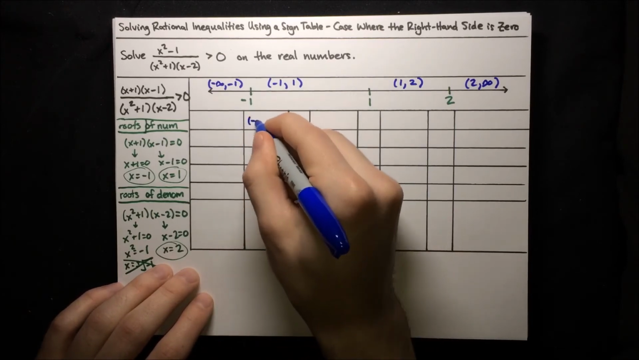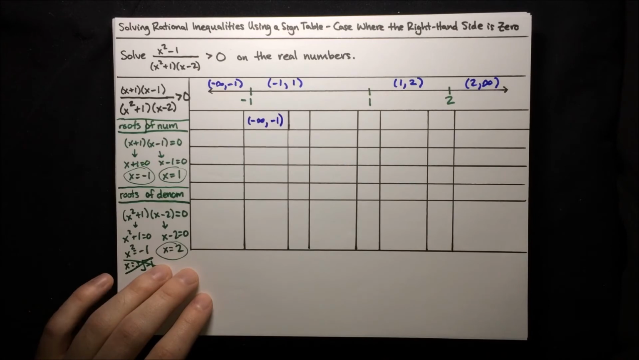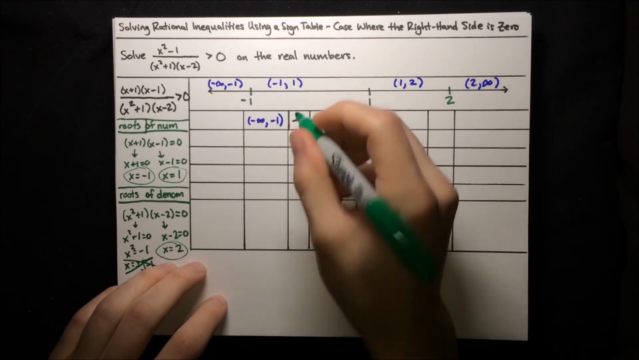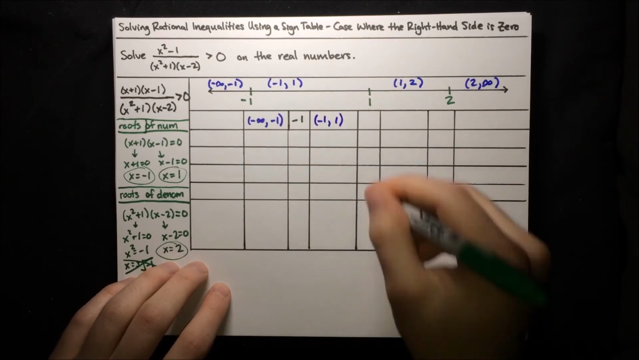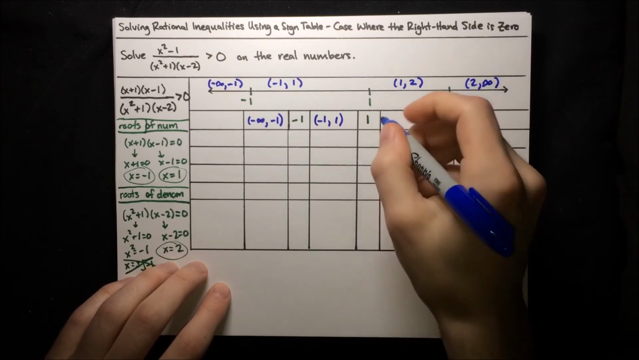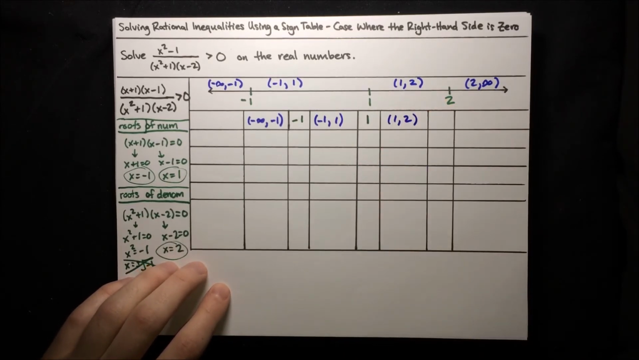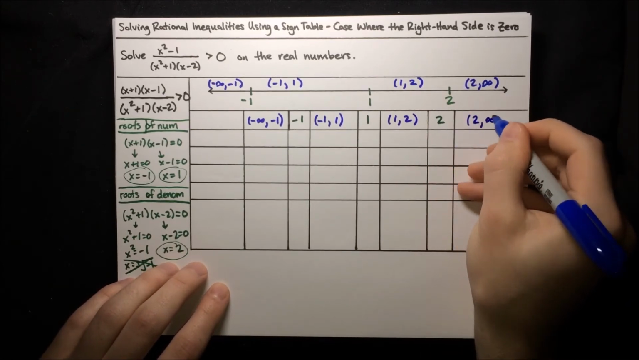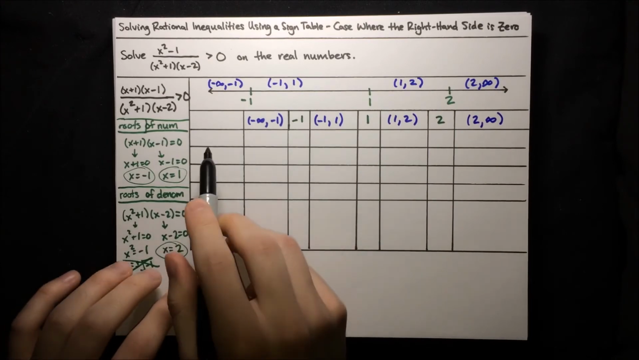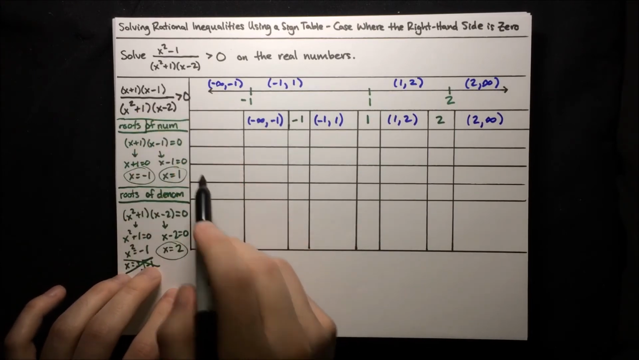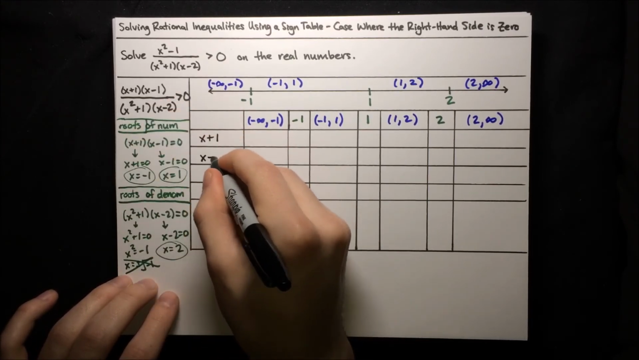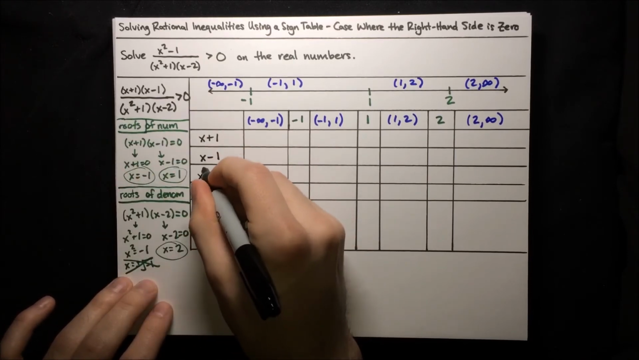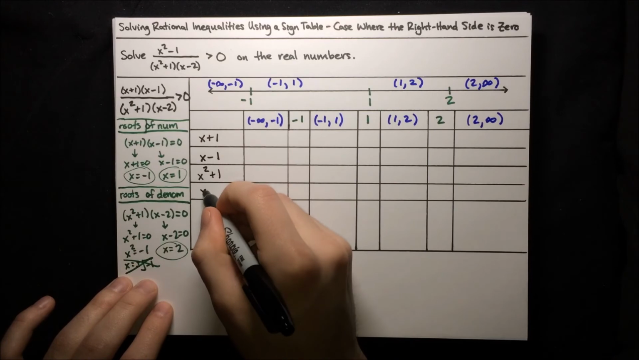So first of all, -infinity to -1. Then we've got the endpoint of -1. Then the interval -1 to 1. And then the endpoint of 1. Then the interval of 1 to 2. And then the endpoint of 2. And finally the interval of 2 to infinity. Let's also fill out this leftmost column with the factors here. So there's x plus 1 in the numerator, also x minus 1 in the numerator, then x squared plus 1 in the denominator, and x minus 2 in the denominator.